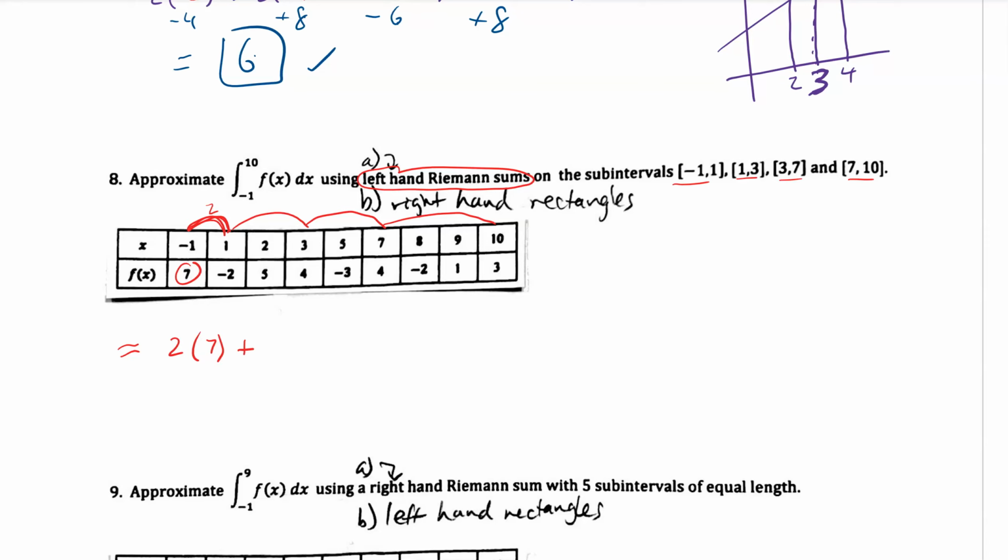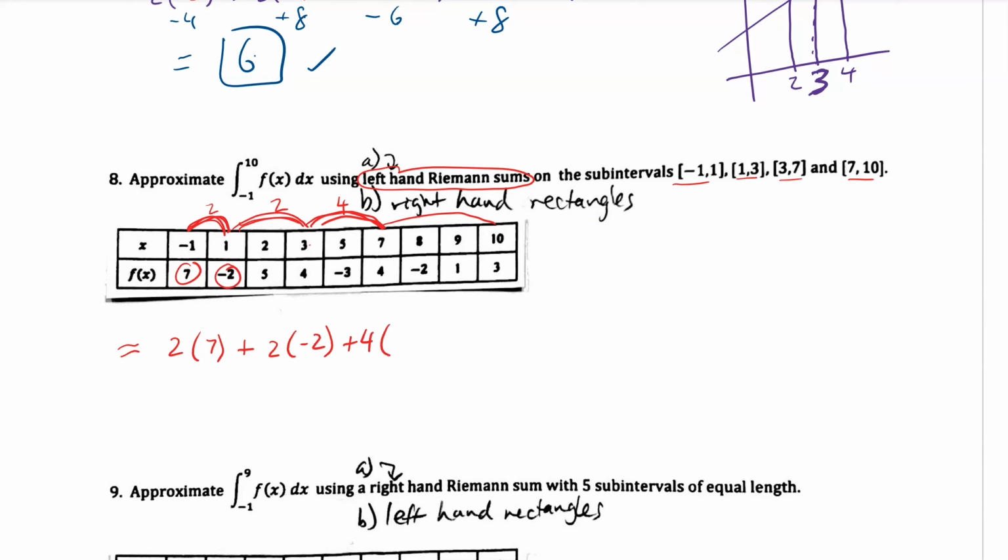Plus, next up from 1 to 3, that's a base of 2, and we're using the left, so it's a base of 2, and the left height is a -2. Next up, we're done with that one. We're up to the third one. From 3 to 7 is a base of 4, so this will be a different base this time.